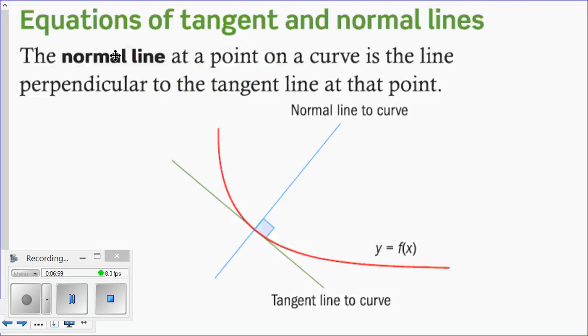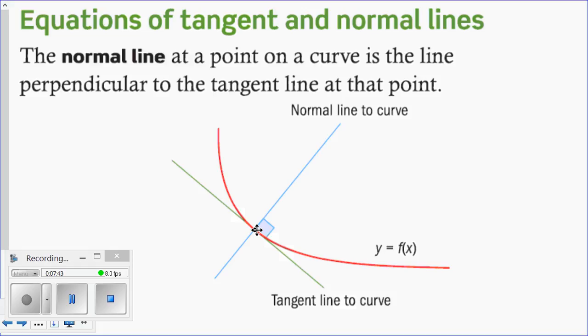So we now have something called the normal line. The normal line at a point on a curve is the line that is perpendicular to the tangent line. Look at our curve, it's in red, and the green line is tangent at this particular point. If we draw a line through that point that is perpendicular to the tangent, that's called the normal line. So that point has a line that is tangent to it, and then there is another line that is perpendicular.